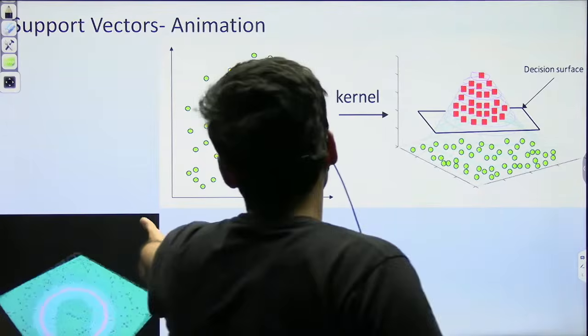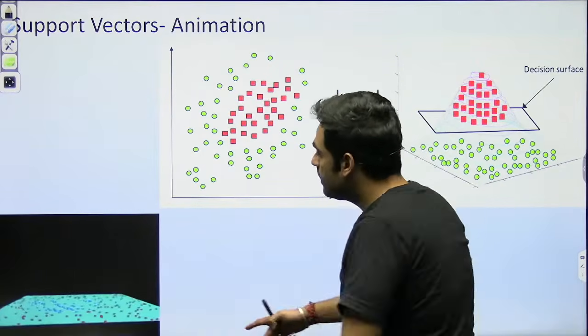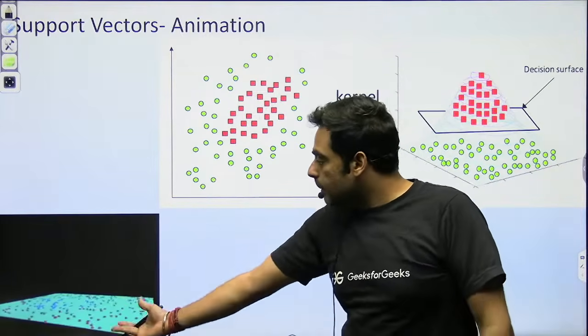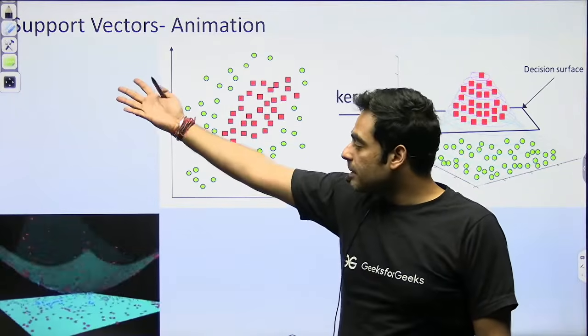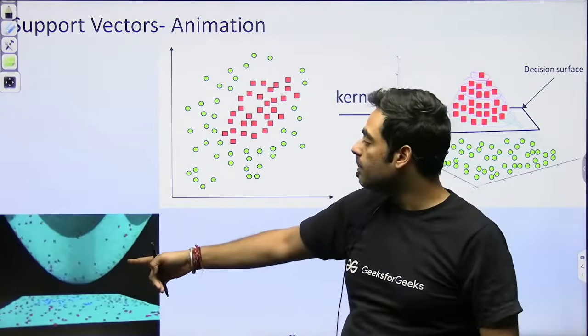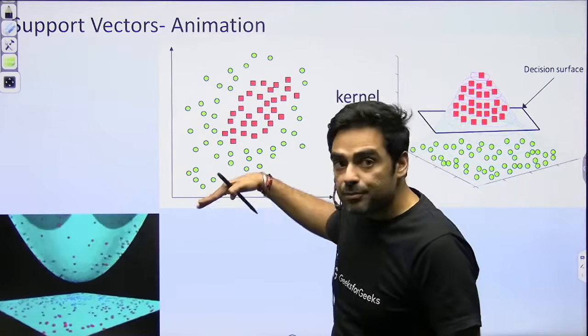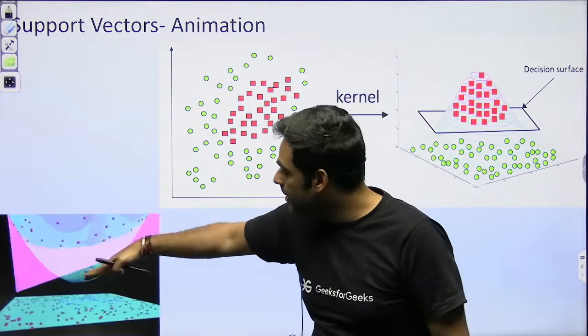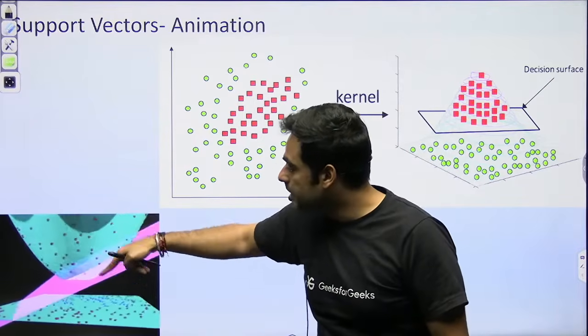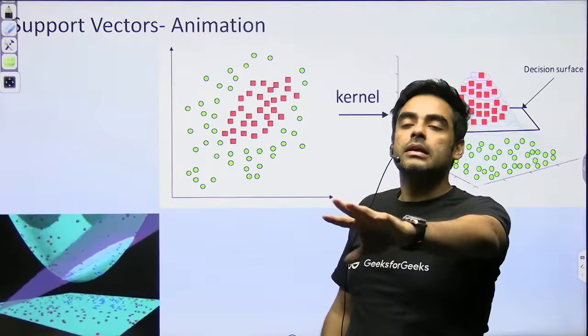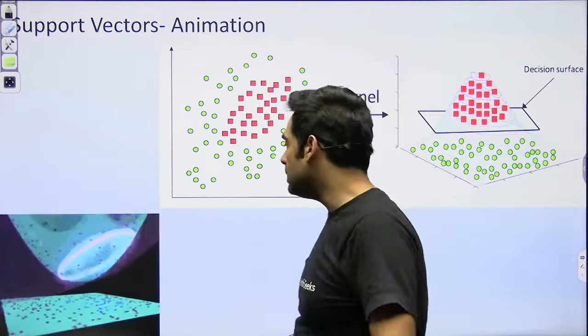So see here, non-linear data, we mapped it onto a higher dimensional space using a mapping function. There I found that yes, I have a pink plane that can actually separate the data. That's it. This is the kernel trick and nothing else. This is only the kernel trick.